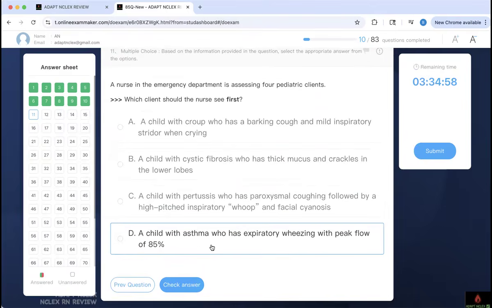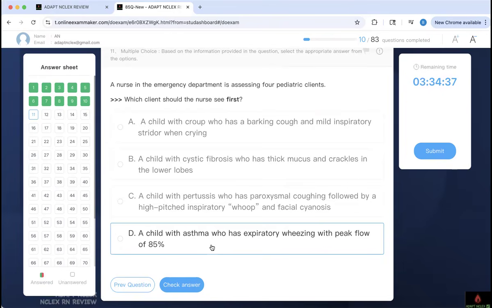And this is the emergency department, assessing pediatric clients. Which client should the nurse see first? Prioritization. We are in question 11. What is your score right now? Put your score down, 10 questions, adapt English. Like I said, this is a mock exam. English practice questions, most commonly tested questions on the English, on topics, prioritization.